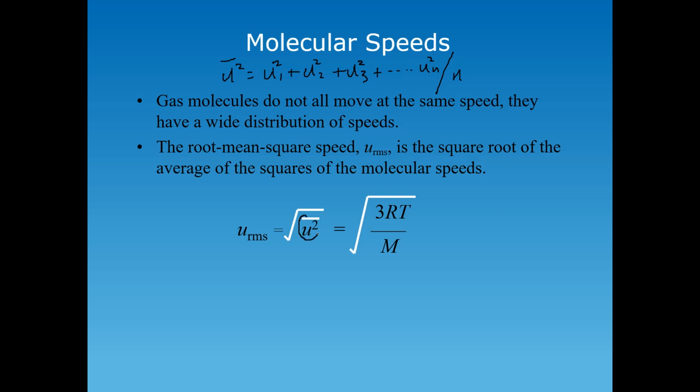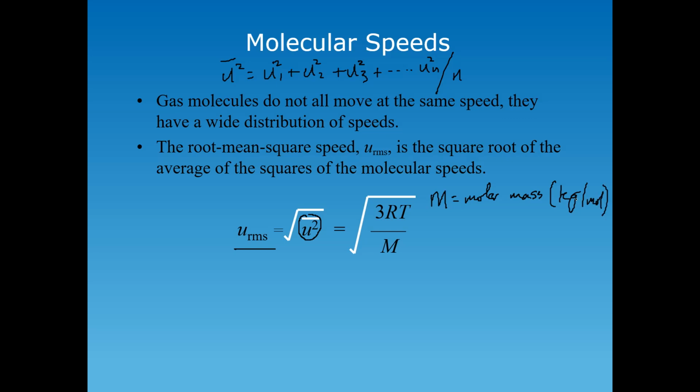And it turns out that we can calculate that by this equation right here. So the root mean squared speed would be equal to the square root of 3RT over M, where M is the molar mass. Now, this is very important for you to pay attention to. M is equal to the molar mass expressed in kilograms per mole, right?